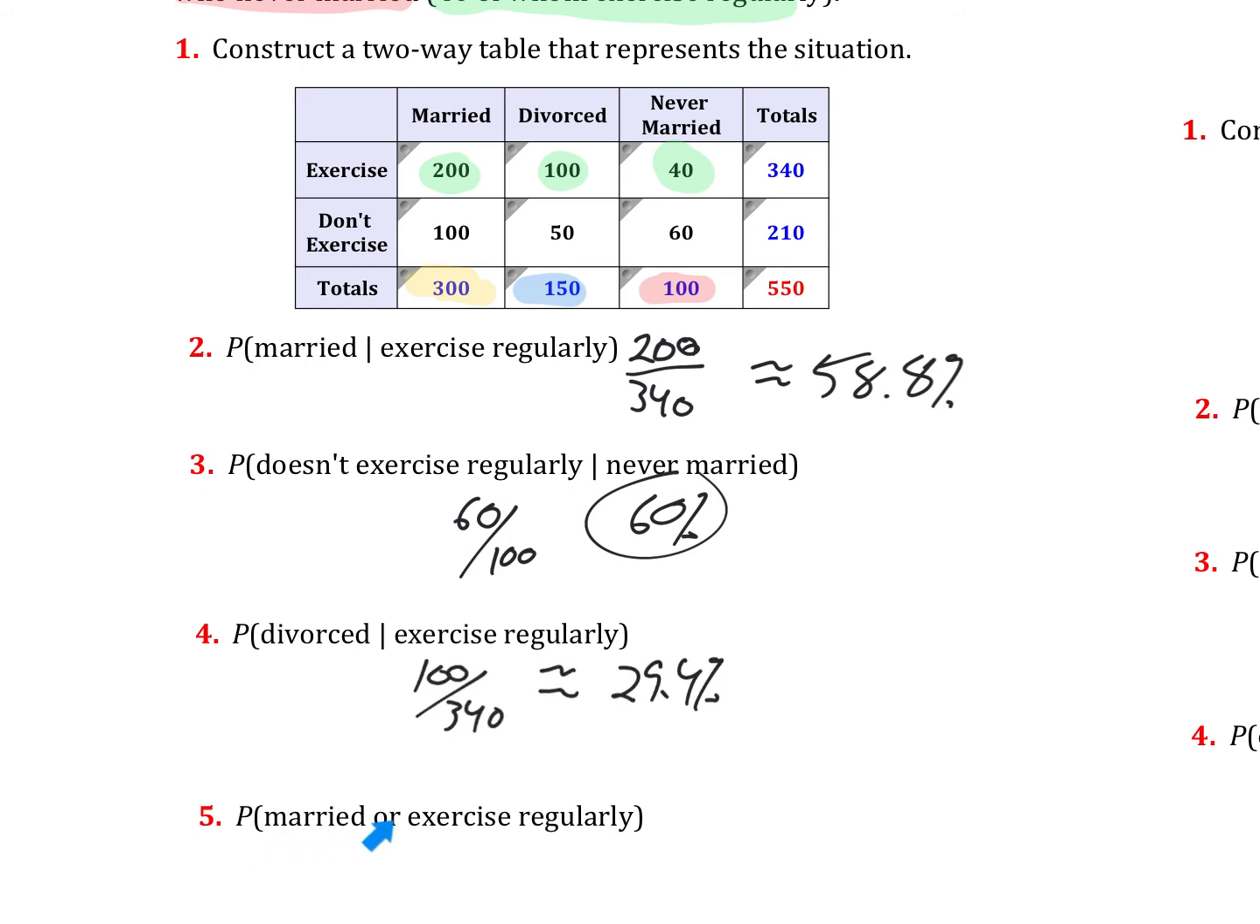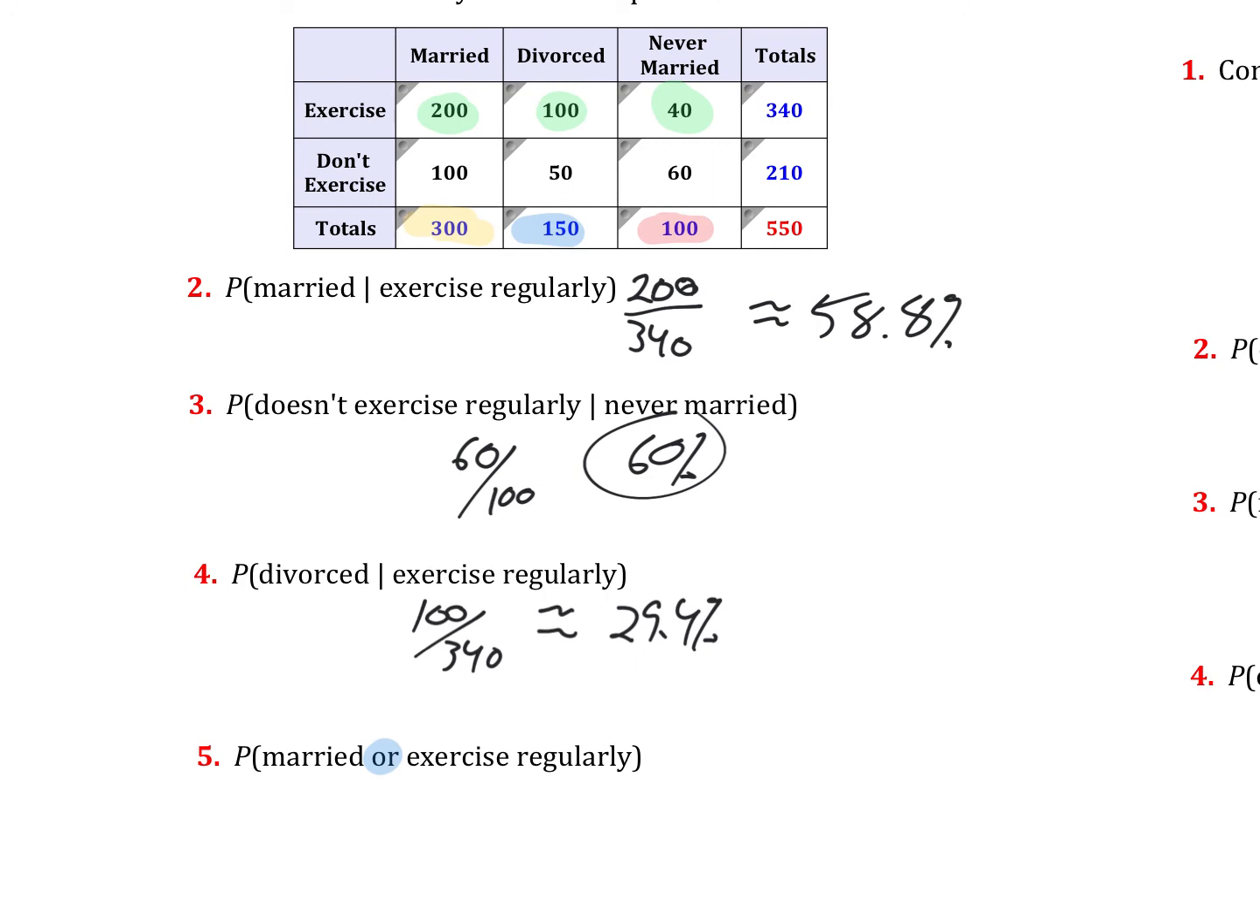And then lastly, married or exercise regularly. That word or means we're going to have to add things together. So if I look at the married folks, there are 300 of them out of the total 550. And then I look at the exercise regularly crowd. There's 340 of them out of the total 550.